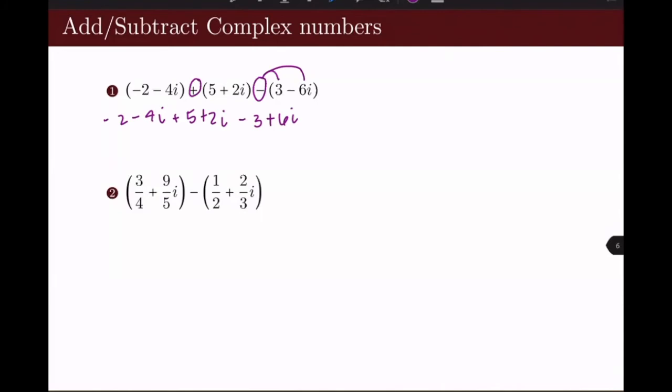Next, you want to combine all of the like terms. So I have a negative 2, a 5, and a negative 3. Well, negative 2 plus 5 is 3. Minus 3 is 0. So these actually cancel out, which is very nice. Next, you want to add all of the terms here. So negative 4 plus 2 plus 6. So negative 4 plus 2 is negative 2, plus 6 is 4.